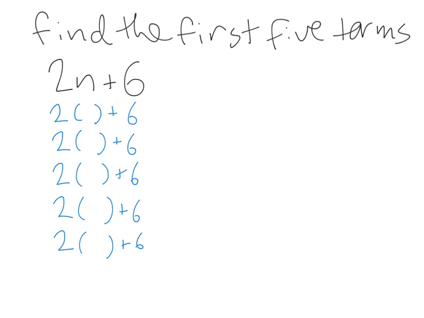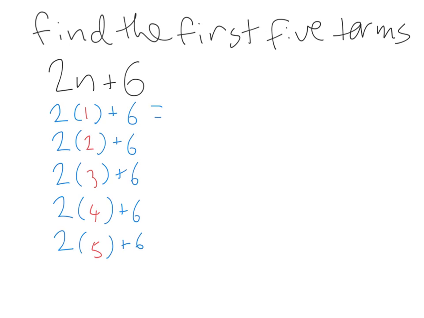So inside the first bracket, I'm going to have a 1. Inside the second bracket, I'm going to have a 2, then a 3, a 4, and a 5, etc. If I was asked to find the 50th term of the sequence, I could swap the n for 50. If I was asked to find the 100th term of the sequence, I could swap the n for 100. But in this case, I'm just asked to find the first 5 terms.